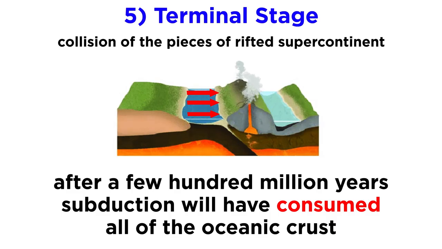After a few hundred million years, subduction has nearly consumed all oceanic crust, as the old fragments of rifted supercontinent move closer and closer together to eventually be joined once again. The collision and suturing of the pieces of rifted supercontinent marks the terminal stage of the Wilson cycle, and a brand new supercontinent is formed.